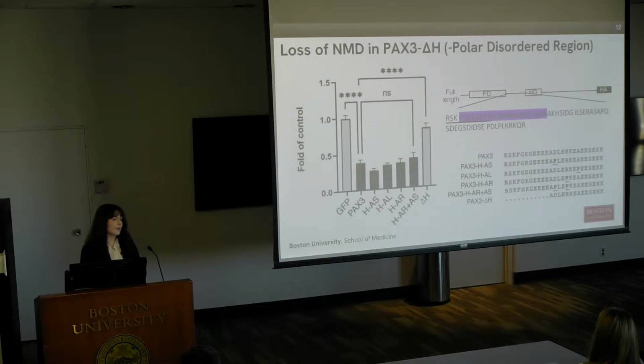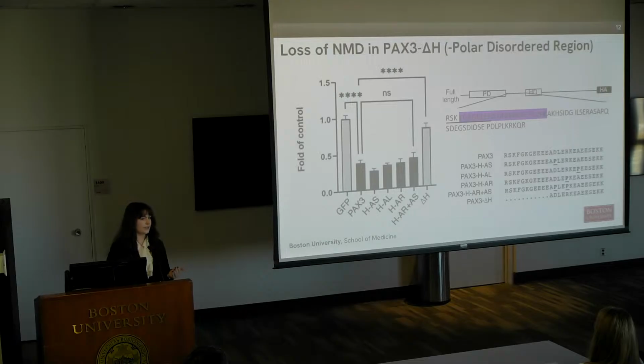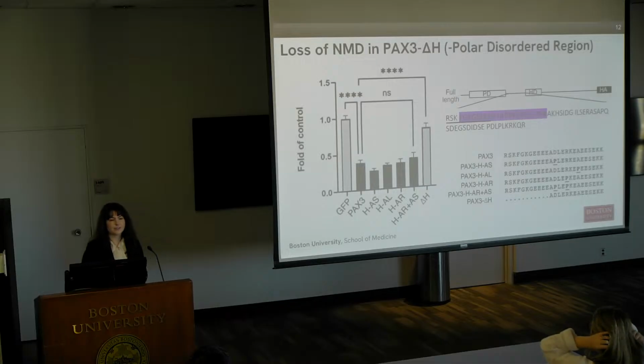We started once more with point mutations, and we were inserting prolines in hopes that this would mess with the theoretical helix structure there. Again, that didn't impact NMD activity. But when we made a large deletion to this region, we did see loss of NMD activity comparable to that of our mock. And we call this mutant delta H.